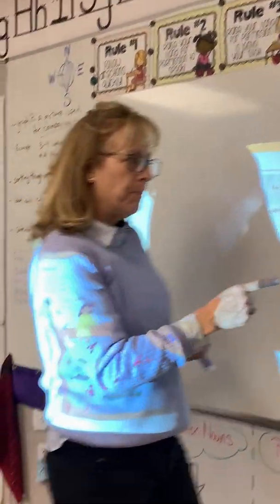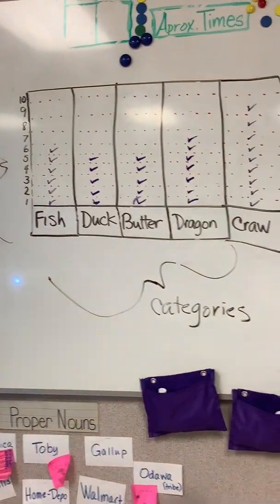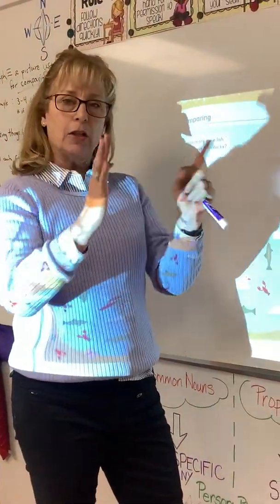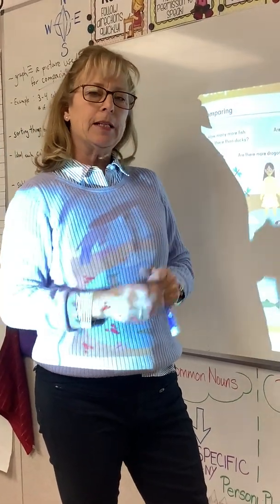So a picture of data, a picture of numbers and categories is called a graph. And it shows quite easily when you can just look at it. It's a great way to organize numbers when you're comparing sets of things.